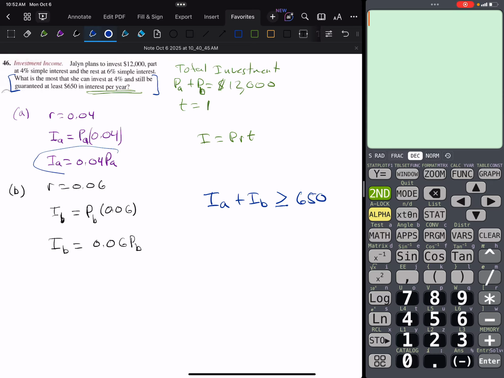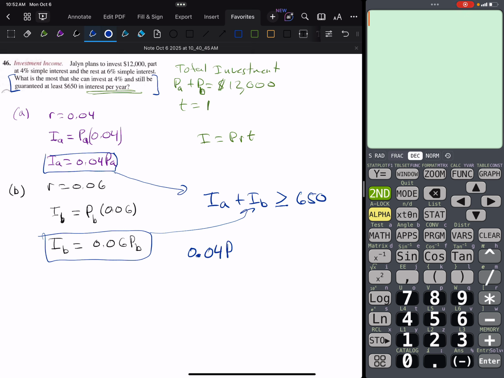Well, I have an equation for IA, and I have an equation for IB, so let's go ahead and put those in. Let's take my IA value here and put it in for IA. Let's take my IB value here and put it in for IB. Well, what's that going to do? That's going to give me 0.04 principal from A plus 0.06 principal from B is greater than or equal to 650.